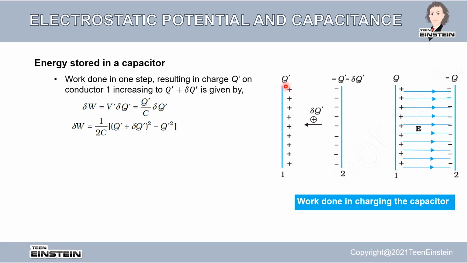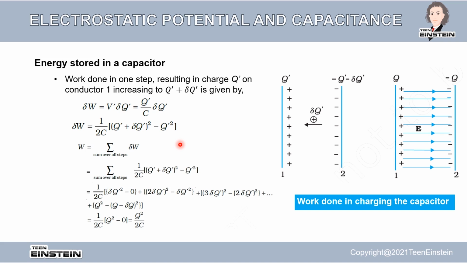Initial charge on this plate is q dash, so we have q dash squared here. And the final charge is q dash plus delta q dash, squared. So the work done in this particular step is equal to 1 by 2C multiplied by the final charge squared minus initial charge squared. If this is the work done in a small step, then we will expand this over all the steps, going from 0 to q step by step. In all the steps, we are going to add this work done, and find out the total work done.